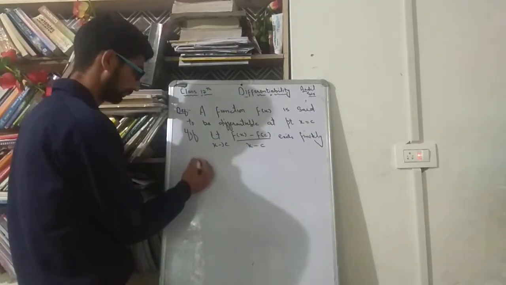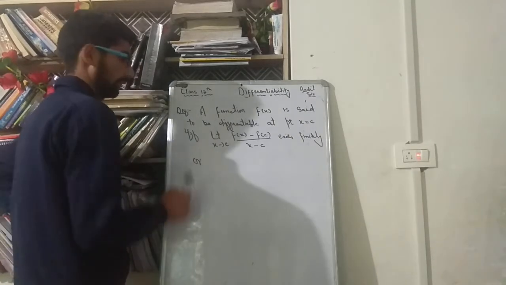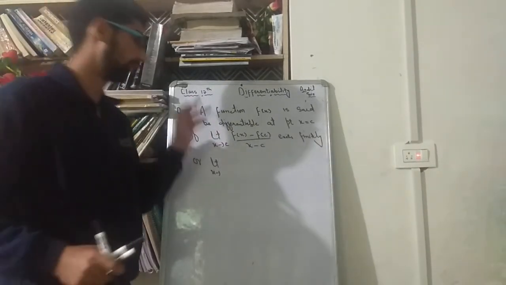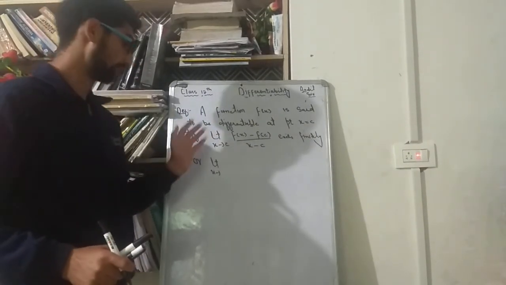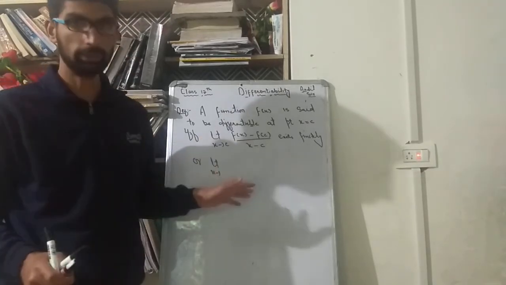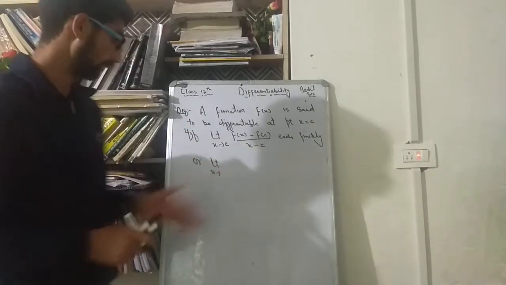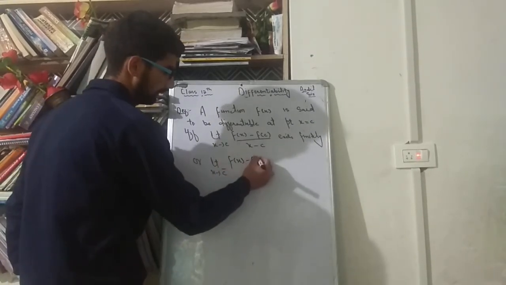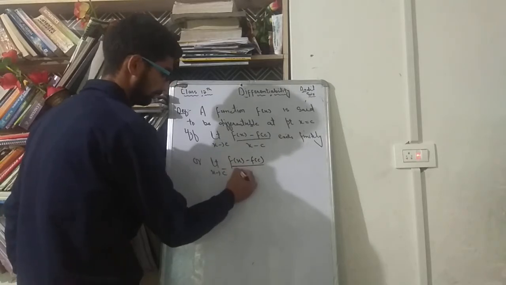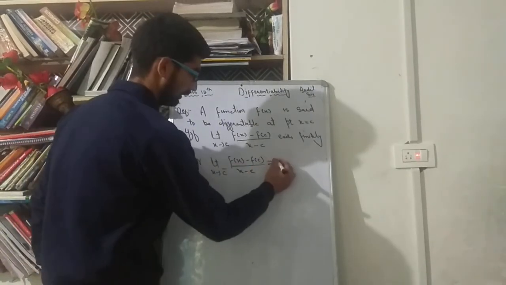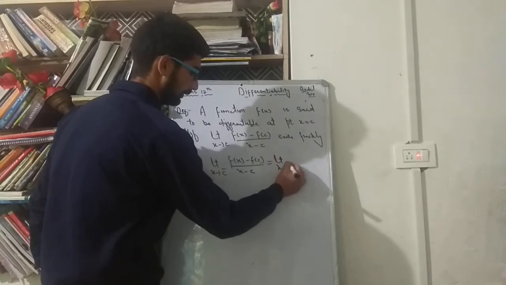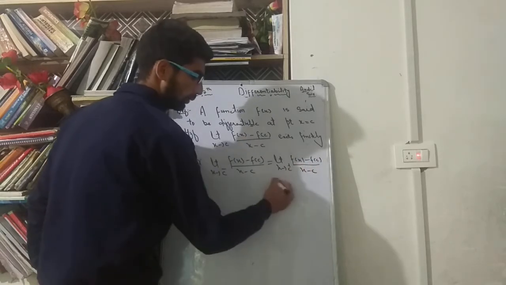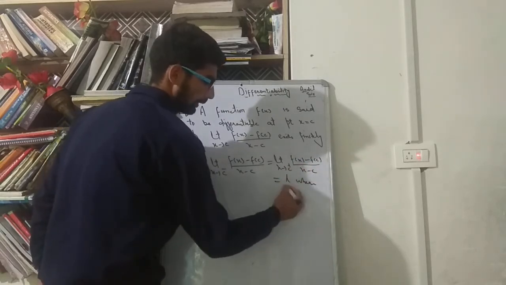Or, we know that this limit exists if and only if the left hand limit and right hand limit exist and are both equal. So I can write this as limit x tends to c negative of f of x minus f of c divided by x minus c equals limit x tends to c positive of f of x minus f of c divided by x minus c equals L, where L is finite.